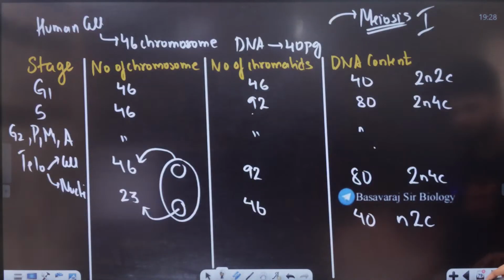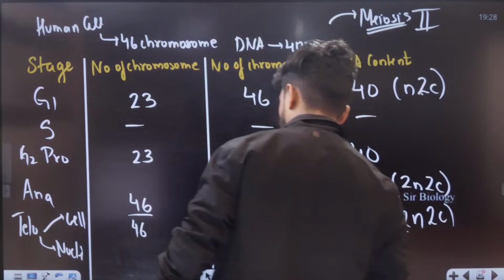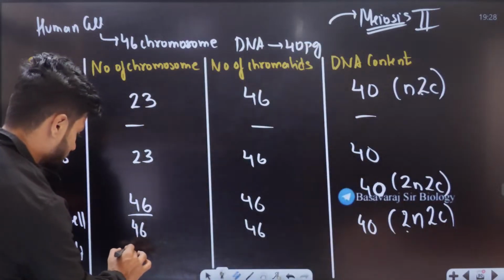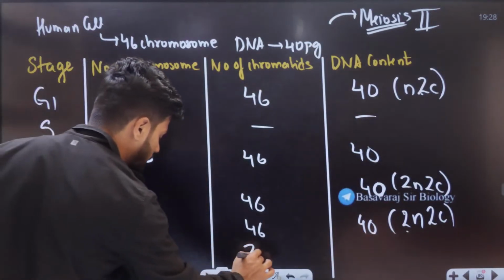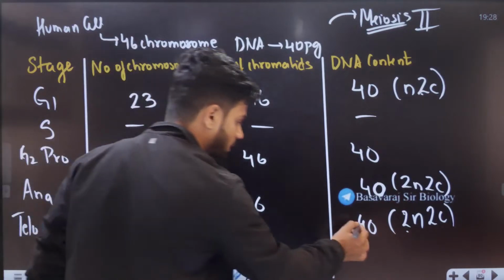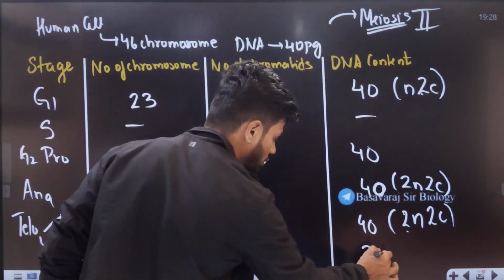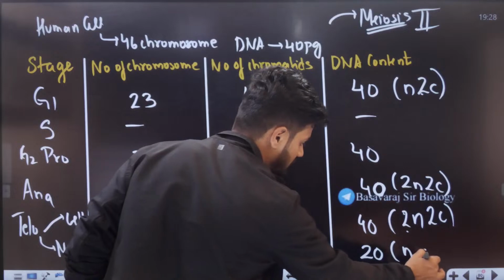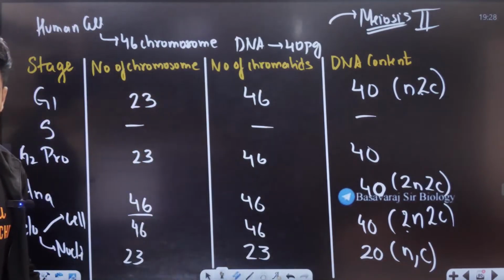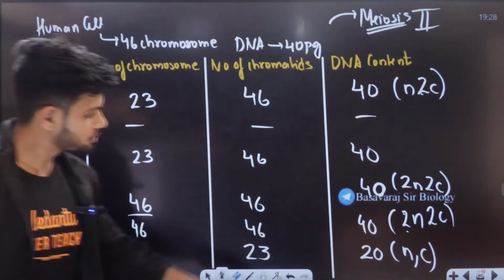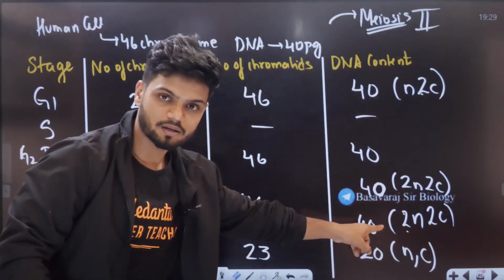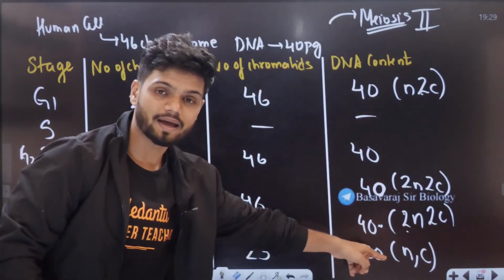So what do we have here? This will become per nuclei. This is going to be 23, this is going to be 23, and this is going to be half, which is 20. This is going to be NC now. Half and half gone this side. Okay, so make it into half per cell per nuclei, NC.